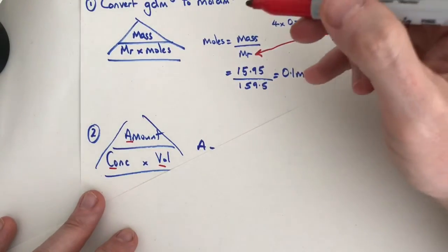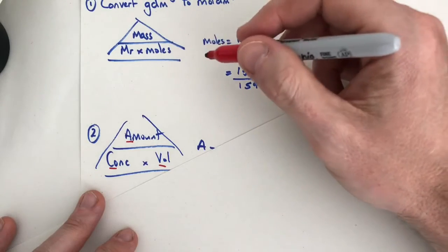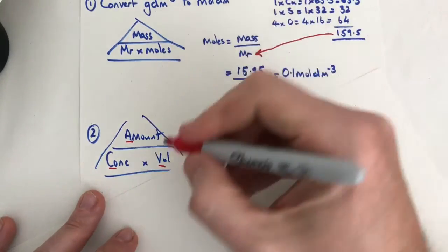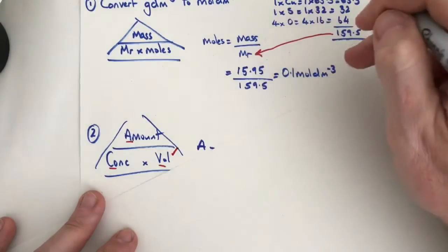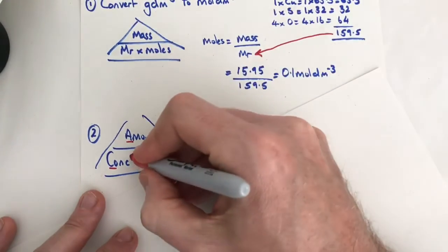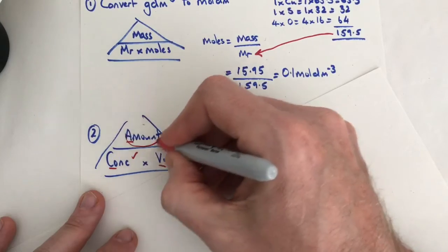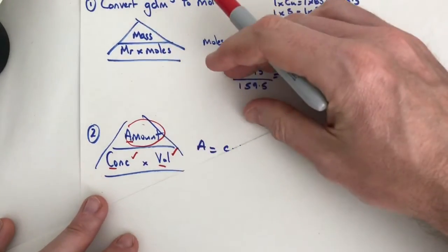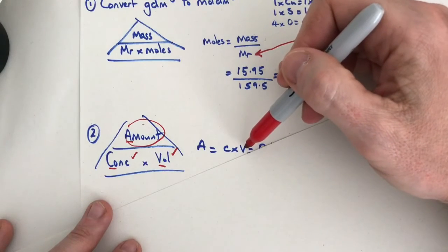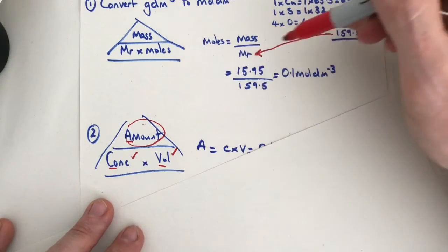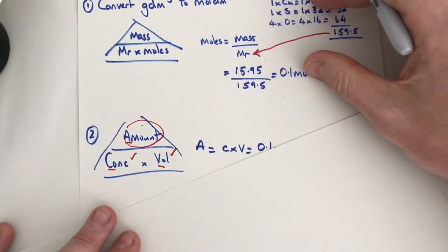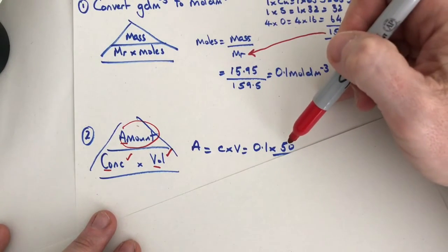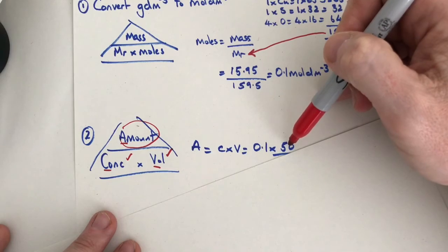In this question, it's asking me to find out how many moles there are in 50 centimeters cubed. So I know my volume is going to be 50. I've just worked out the concentration is 0.1. So I'm being asked to find the amount. I'm going to rearrange this equation to get that. So amount is concentration times volume. The concentration we've just worked out is 0.1. The volume, the question asked me to find the number of moles in 50 centimeters cubed.